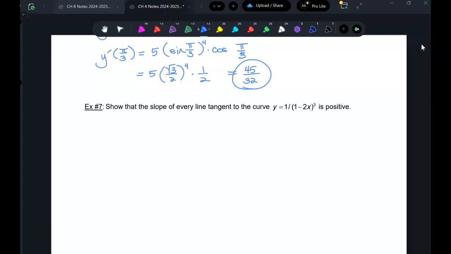We want to show the slope of every line tangent to this graph is positive. So we want to show that dy/dx has to be greater than 0. Okay, that's what we're trying to prove. Don't worry, it's not like a geometry proof. We're just going to show this with calculus and then algebraically. So I'm going to rewrite this with a negative exponent so that I can use the power rule. Okay, go ahead and let's find the derivative of that.